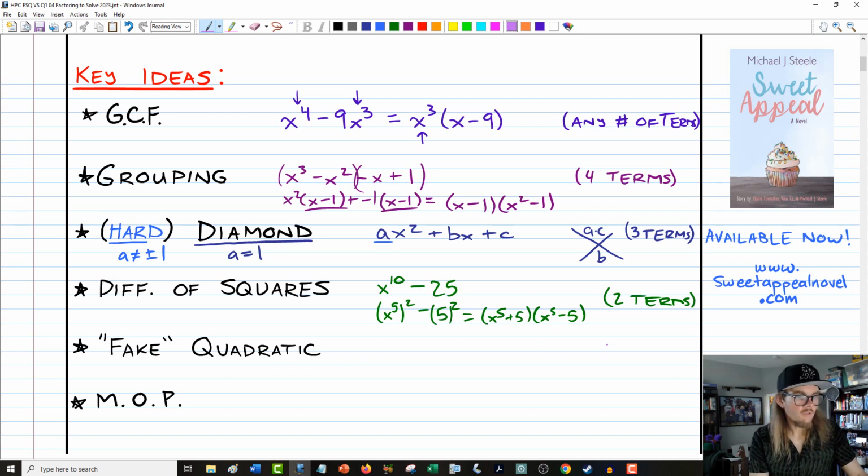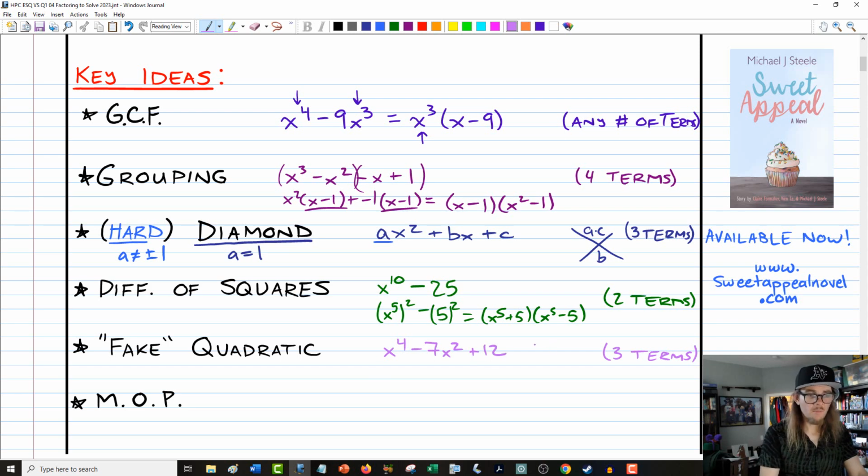We've got the fake quadratic. I should note that that's typically going to be a 3-term polynomial. And basically a fake quadratic is one that looks like a quadratic, but it's not second degree. So the easiest one that I can think of to represent this would be x to the 4th minus 7x squared plus 12.